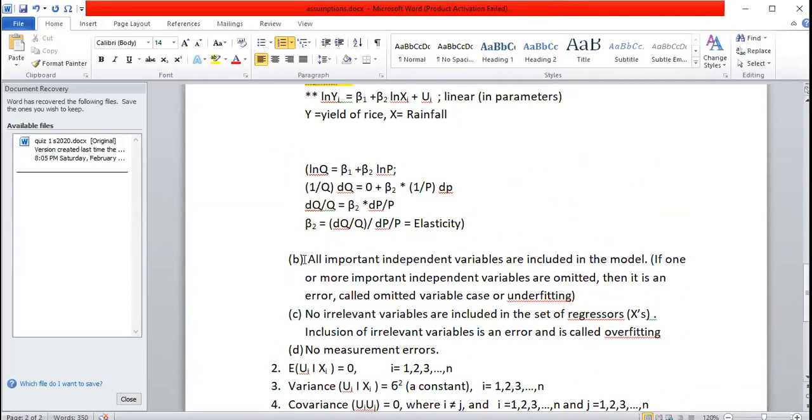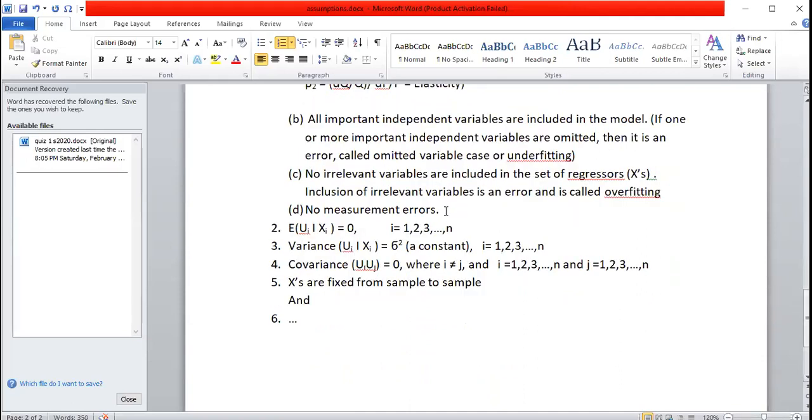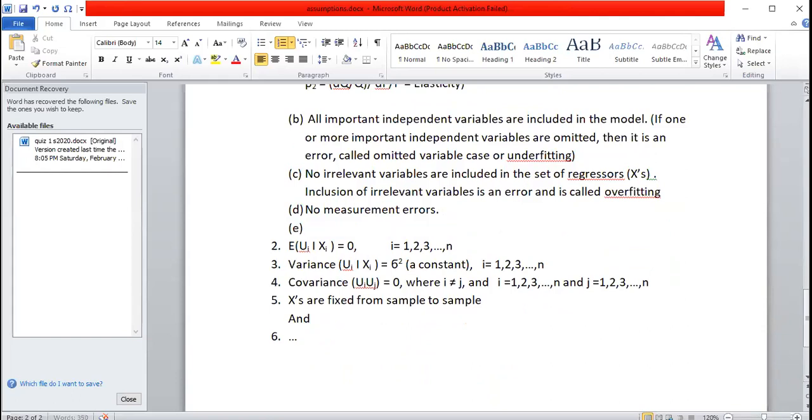B is very important. You have to include all relevant variables, important variables, or else you will get very bad result. And irrelevant variables should not be included. And D is obviously, you should not make any mistakes when you are measuring the variables, demand, supply, prices, income, you should be correct in measuring those variables.